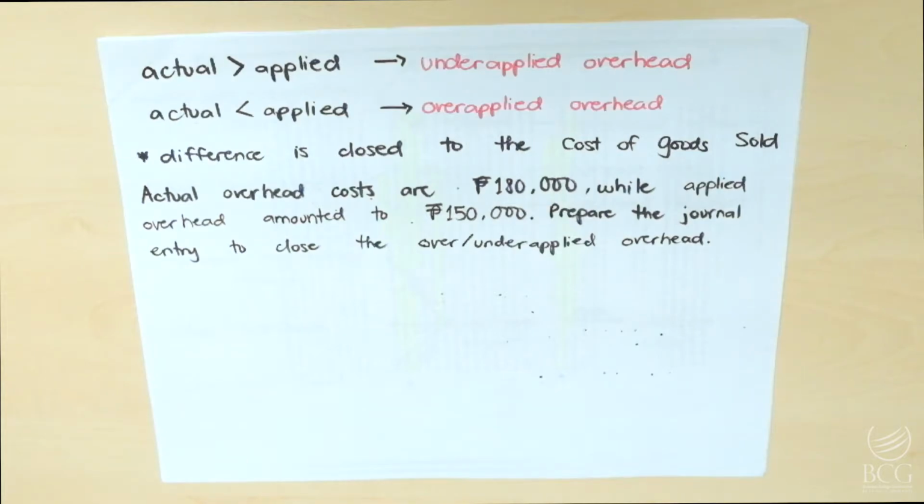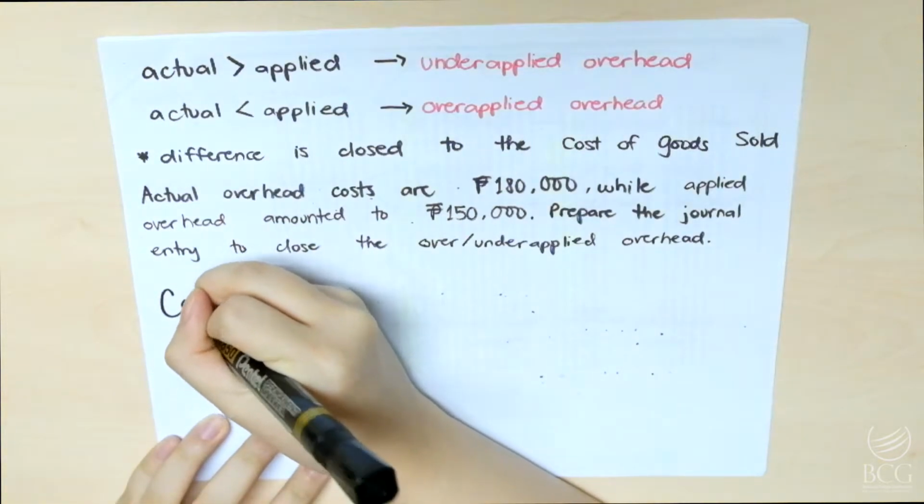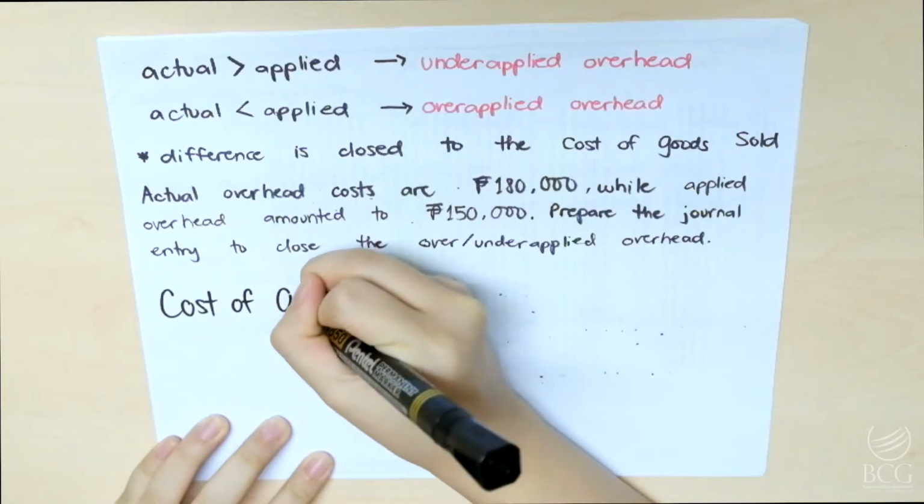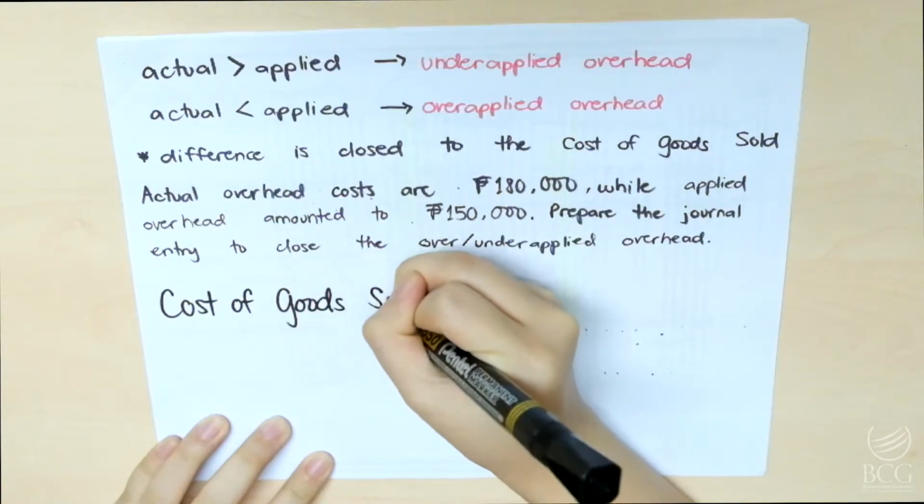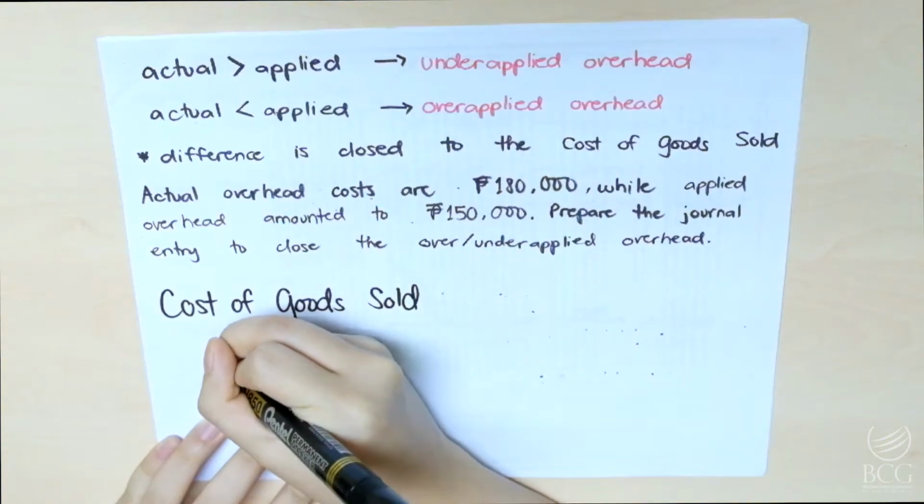The journal entry for this will be to debit cost of goods sold and credit manufacturing overhead.